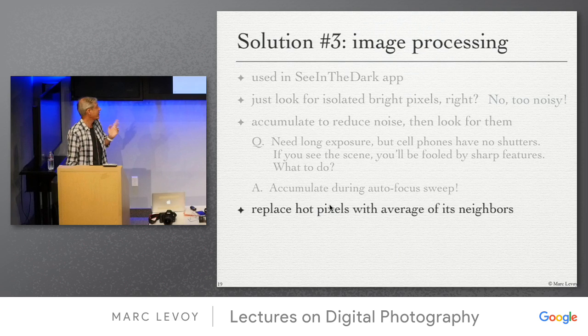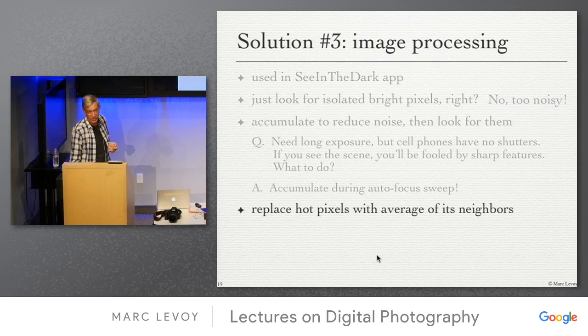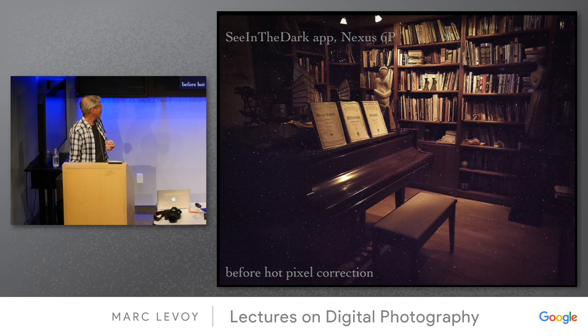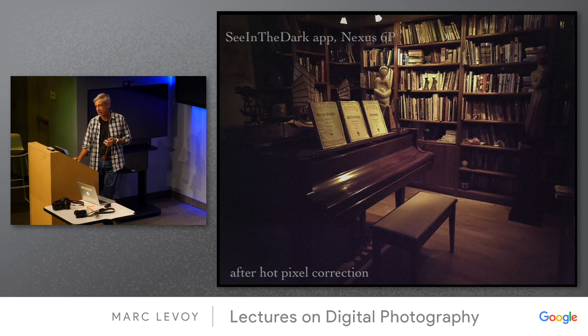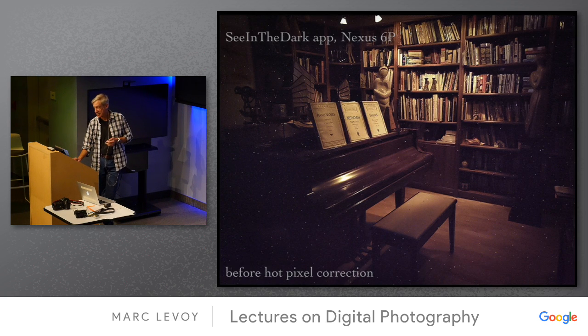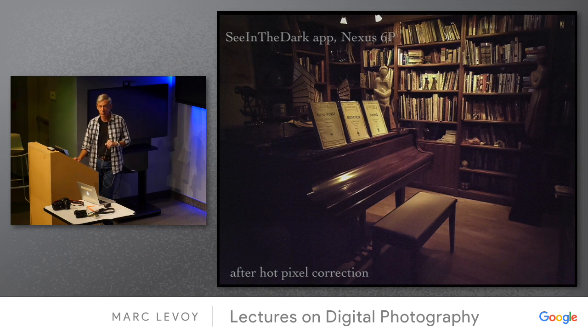So it's a trick, and then I can replace the hot pixels with the average of its neighbors. And so there it is before hot pixel correction, and there it is after hot pixel correction. So cell phones have hot pixels, and you can remove them.